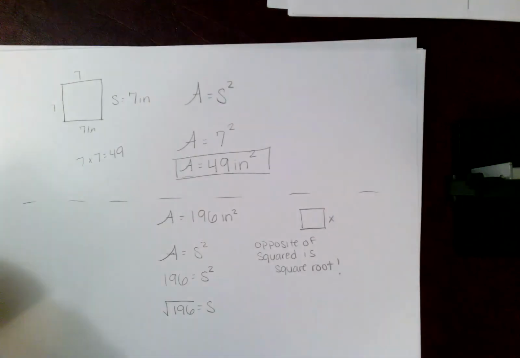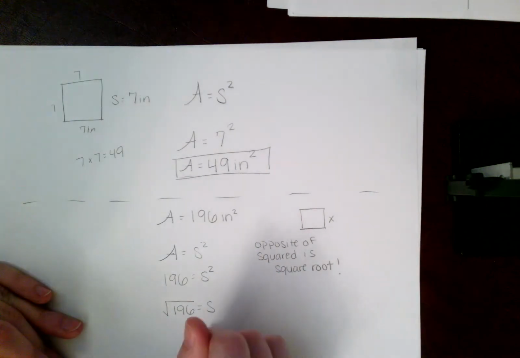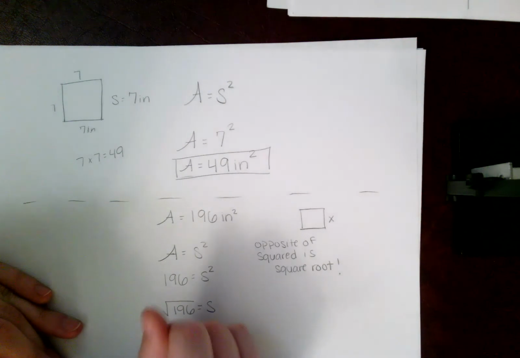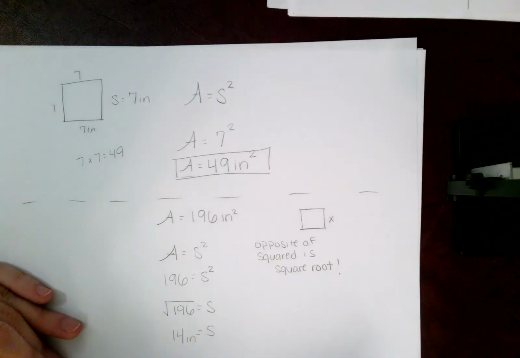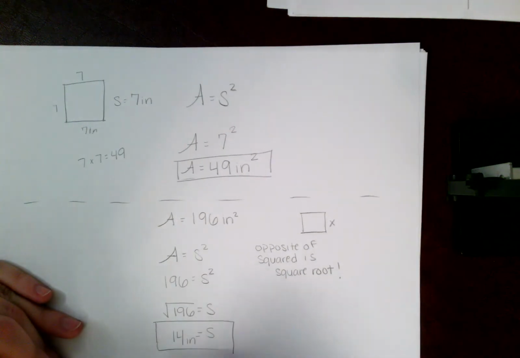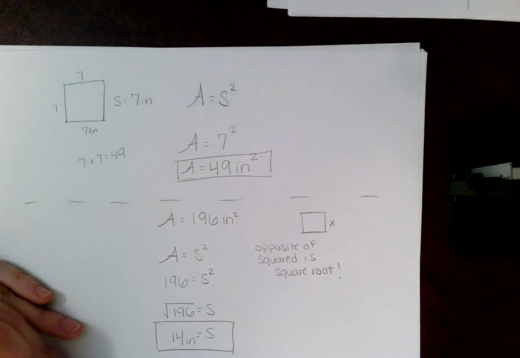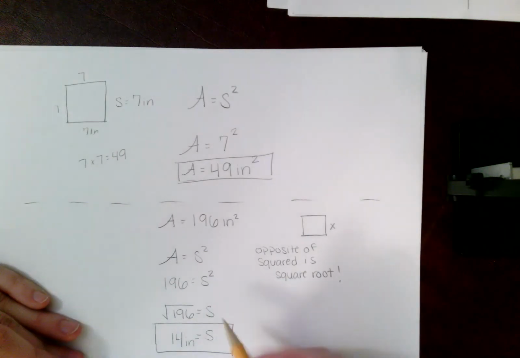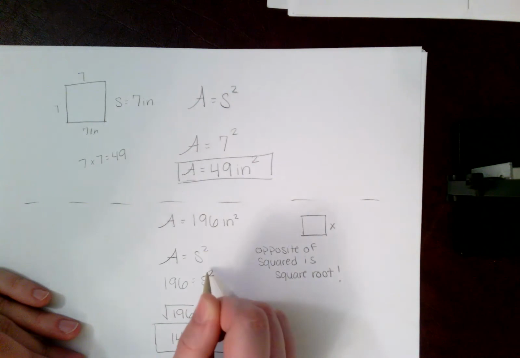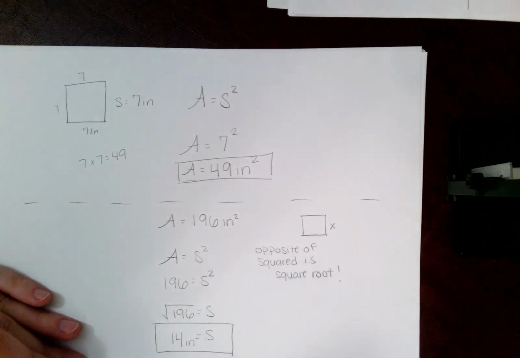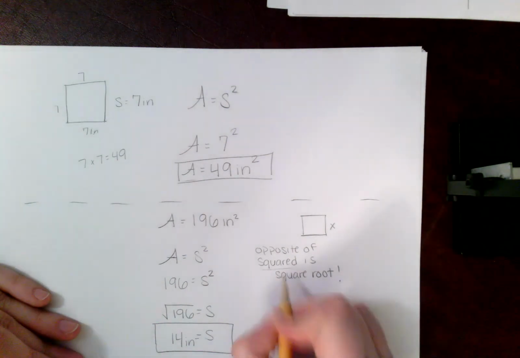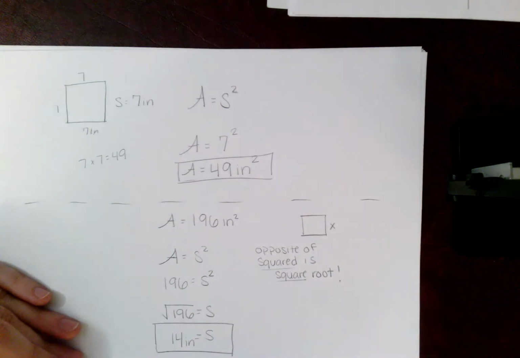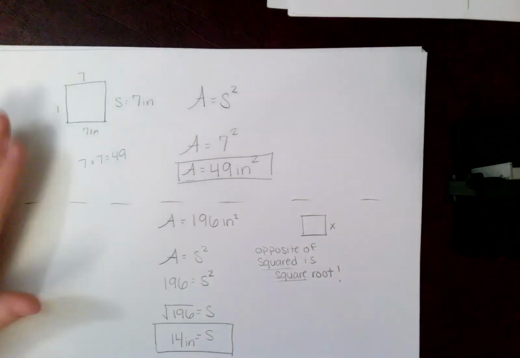You put that into your calculator, and your calculator will tell you that s is equal to 14. Don't forget your units, 14 inches. And it's just inches because we were finding the length of a side. Okay? So just remember, when you see this, the opposite of being squared is square root. I remember one of you pointed out that they both have that word squared, square root. They are opposites of one another. Okay, enjoy.